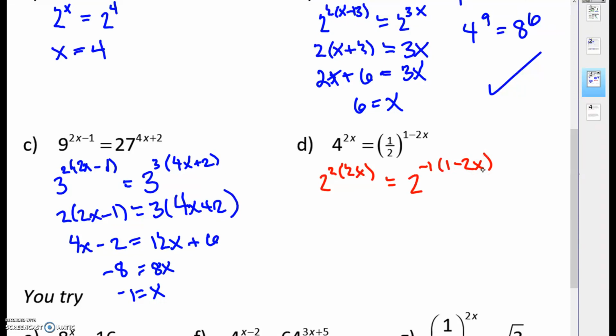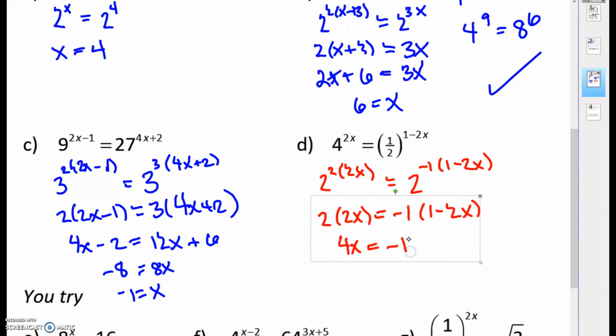So I go through, I'm going to set my exponents equal to each other. 2 times 2x equals negative 1 times 1 minus 2x. Or does 4x equal negative 1 plus 2x? So I get 2x equals negative 1, or x equals negative 1/2. We're going to check, right?